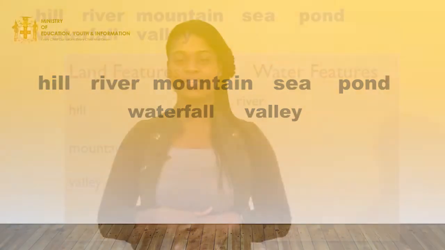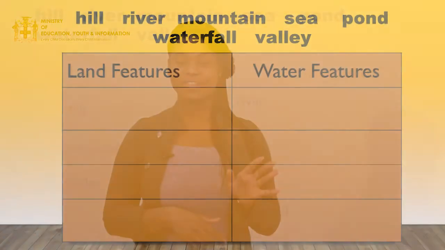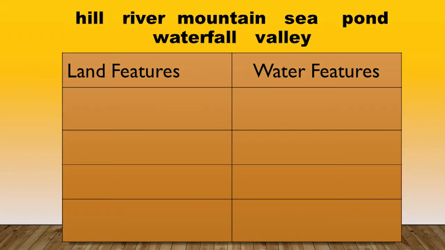Now, we are going to be using these words and we're going to be grouping them accordingly. So we're going to see which of them are part of the land, and which of them has water features. So we have hill, river, mountain, sea, pond, waterfall, and valley. Now look closely. So we're looking at the land features now. Which of those words are we going to put under the land features? Yes, hill, mountain, and valley. Very good.